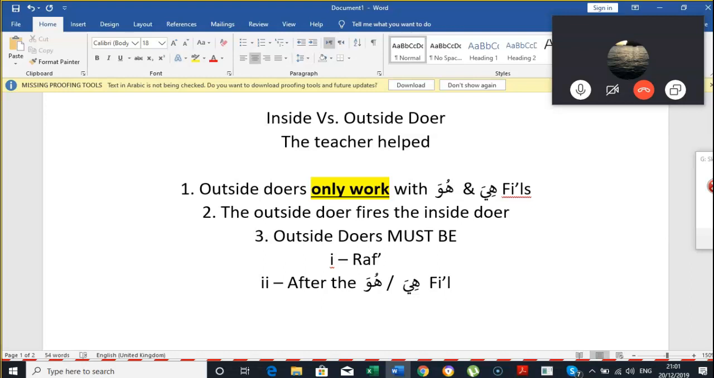The outside doer does what? It fires the inside doer. Outside doers must be rafa and after. Can an outside doer be nasb? Can he be jar? No. What must he be? Rafa. Can the outside doer be before the fi'l? No, it must be after. There you go. After a huwa hiya fi'l.